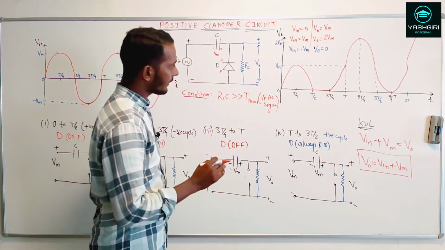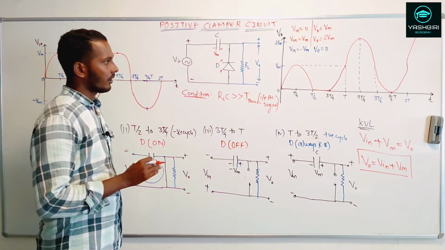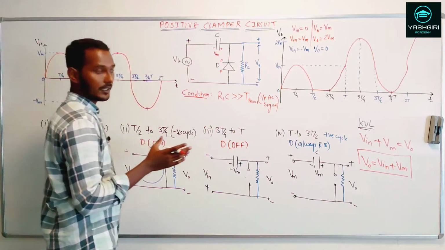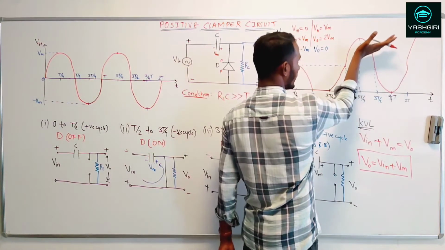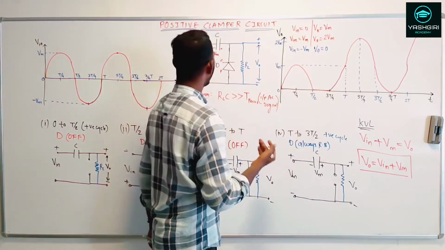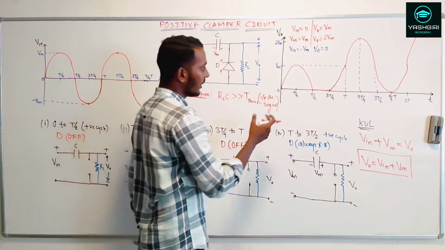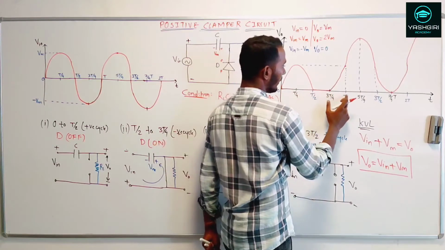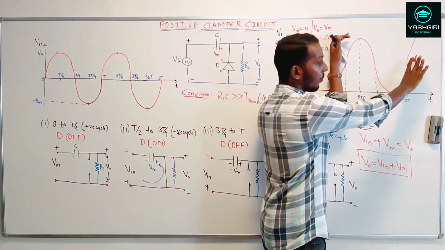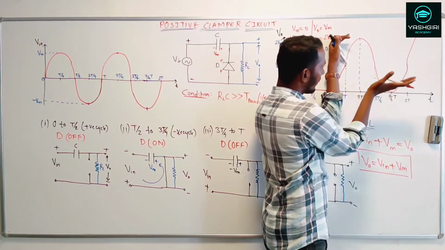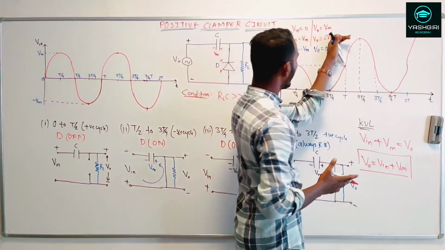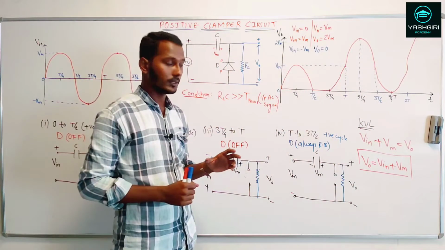Now if you look at this output waveform, we have managed to clamp the entire AC signal to the positive side. If you skip this initial part, because this is the start wherein the capacitor has to charge, from 0 up till this T, and look at the steady state condition from here on, we have managed to clamp the entire AC signal to the positive side. So this is how we can do the positive clamping.